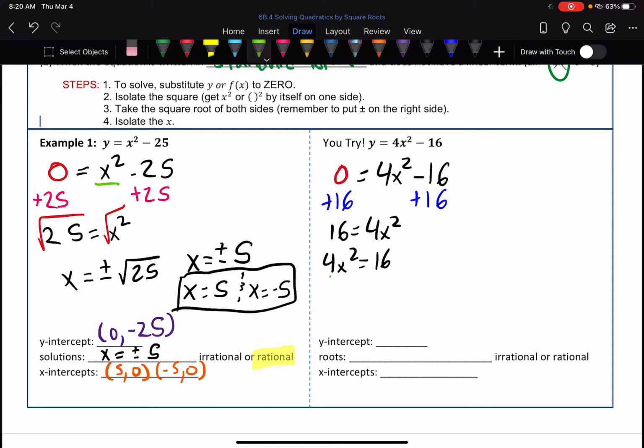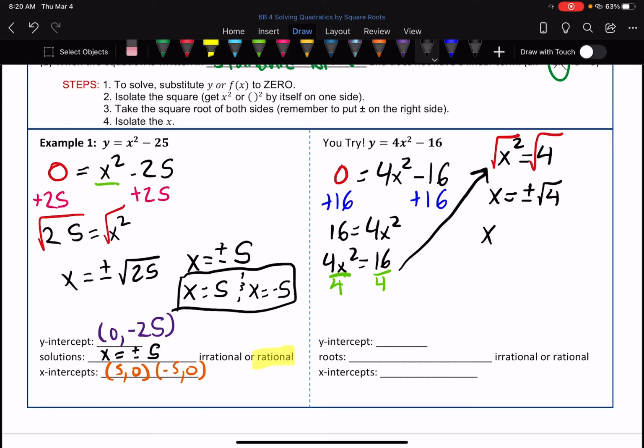So we're going to divide both sides by 4. That leaves me with x squared equals 4. Now we're on step 3 where we can take the square root of both sides. So I'm going to find the square root of x squared and the square root of 4. That's going to tell me that x equals plus or minus the square root of 4. And 4 is a perfect square, so x equals plus or minus 2.